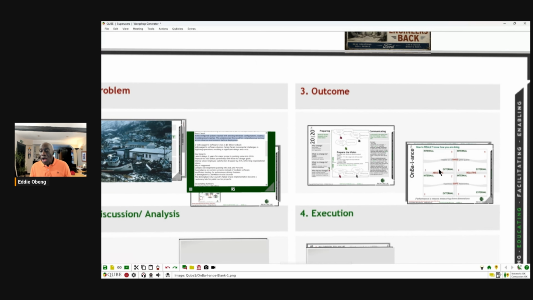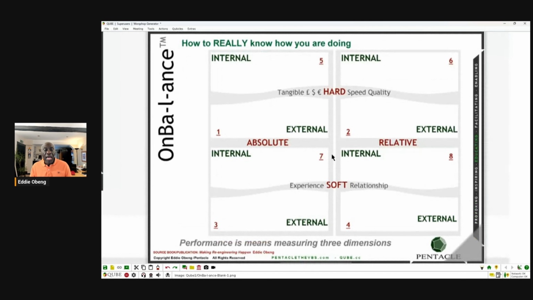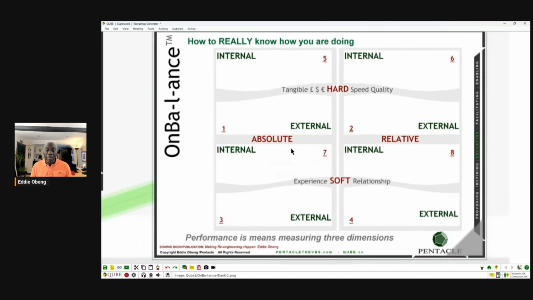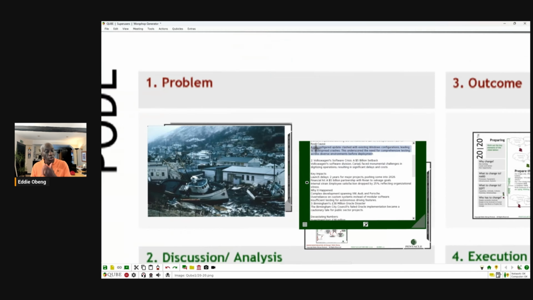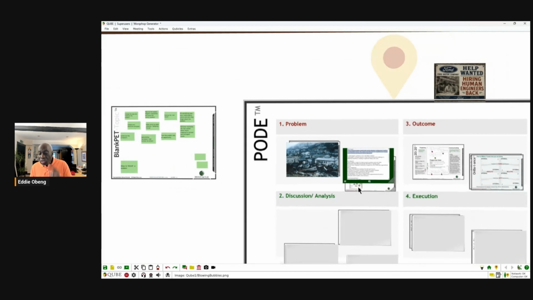But also in terms of outcome, think about how you're going to measure it. I tend to use On Balance. Have a look at that because it gives you measures you can trust. It gives you internal measures, external measures, relative measures, absolute measures. So you can really tell if something's going on, not just "let's close some of the rooms so we get better utilization." That's a relative measure, but the absolute measure is there's still no one coming.